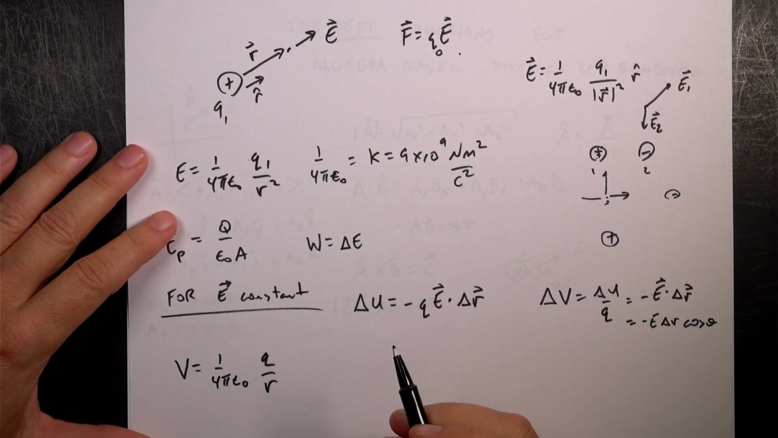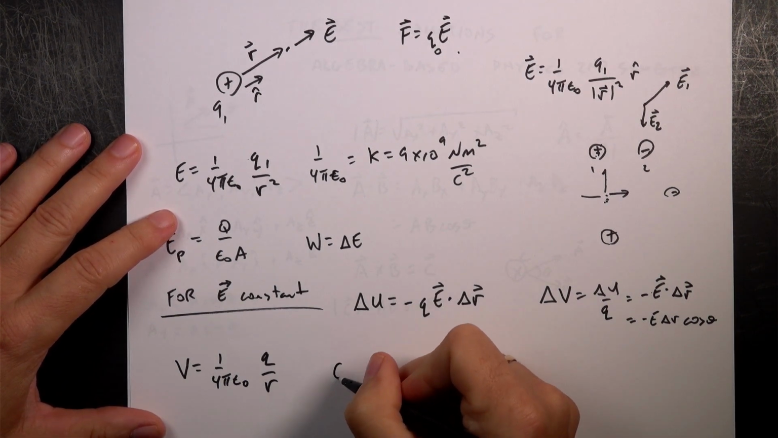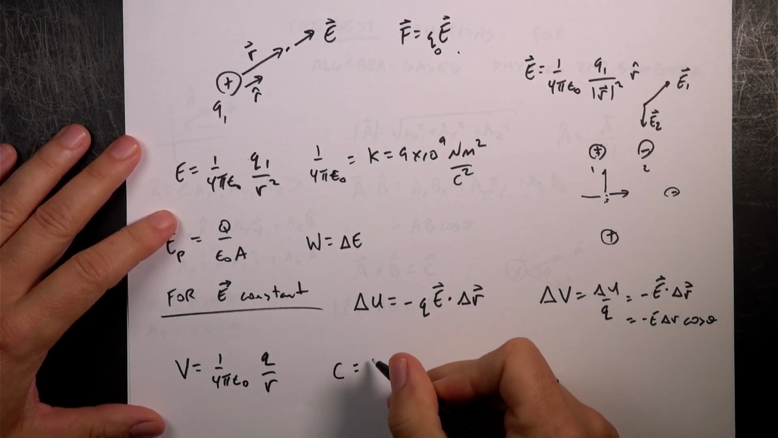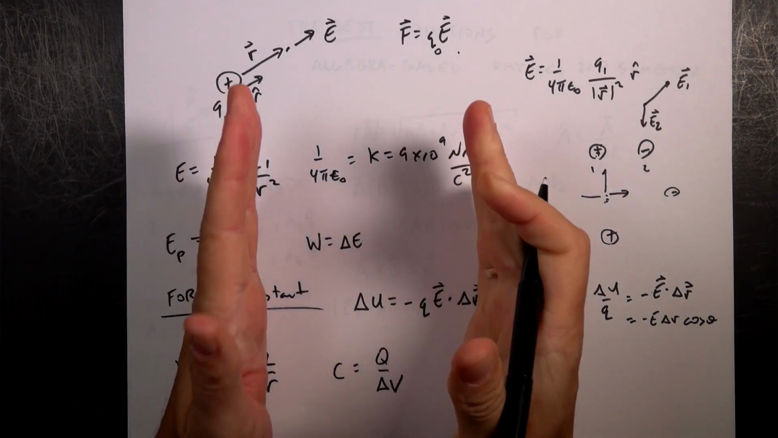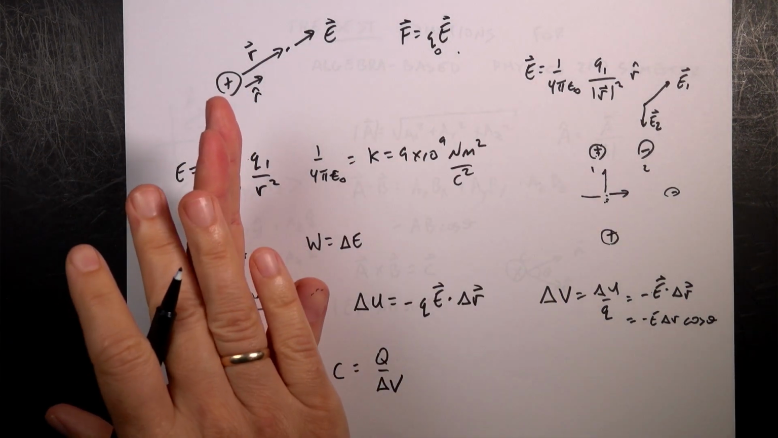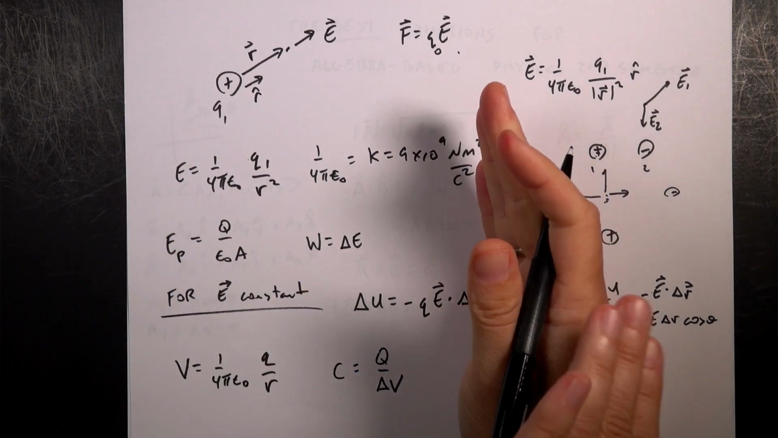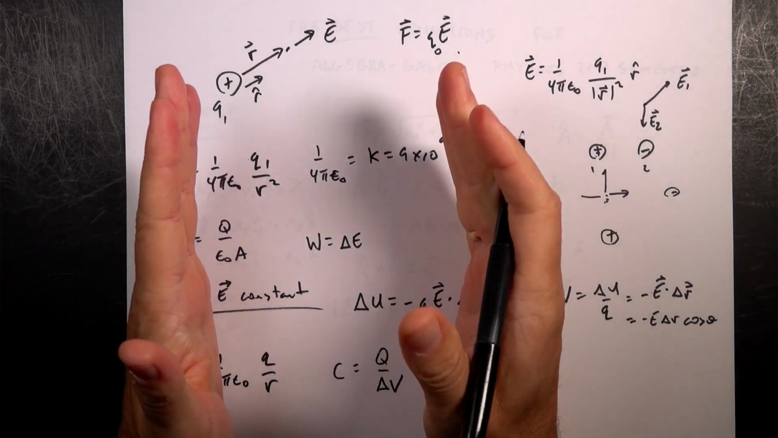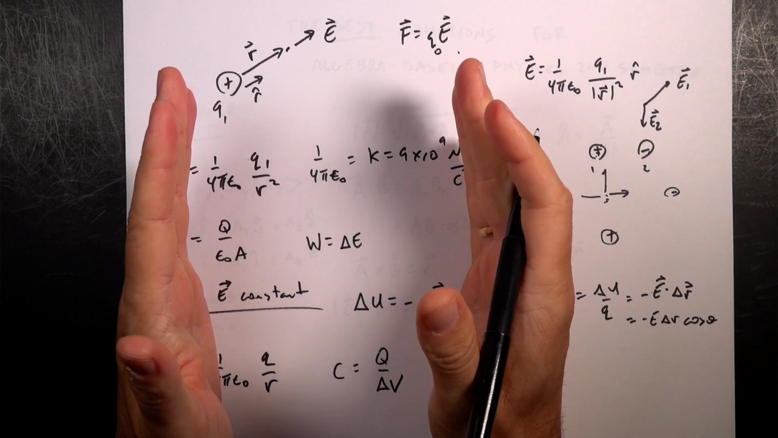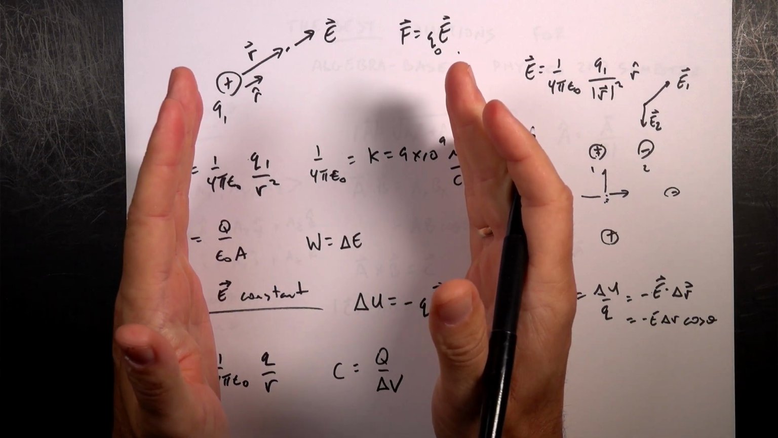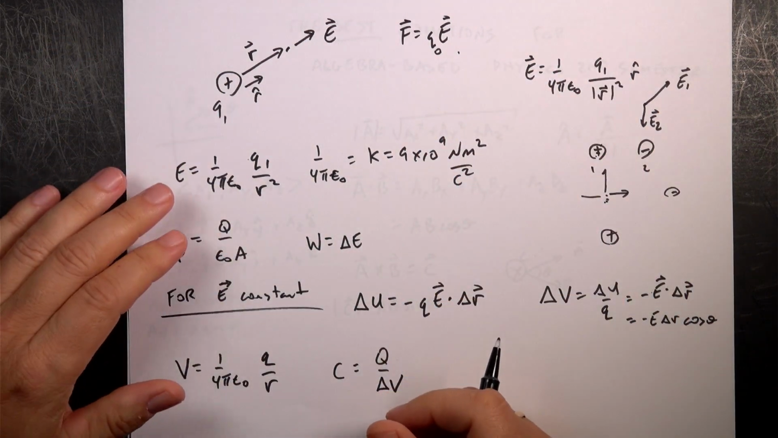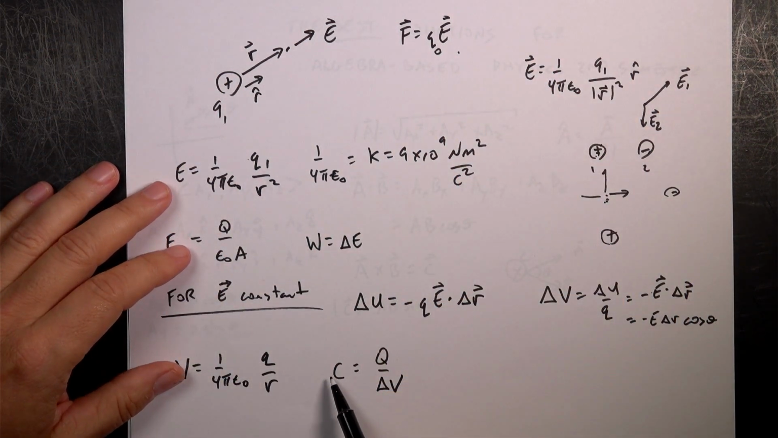And one other thing that we get to with potential is capacitors. We define capacitance as Q over delta V. So if I have two plates and I put a positive charge Q on this one and a negative charge negative Q on that one, there'll be a potential difference due to that electric field. And the value of that potential difference depends on the parameters of the plates, which we call the capacitance.